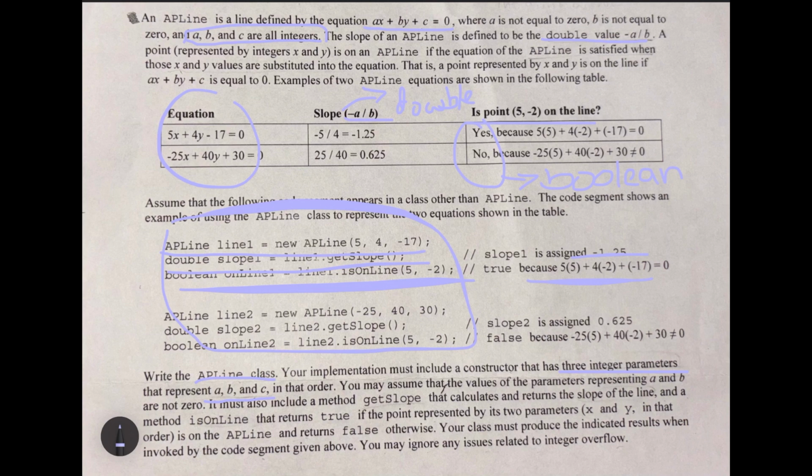It must also include a method getSlope that calculates and returns the slope of the line, and a method isOnLine that returns true if the point represented by the two parameters x and y is on the APLine and returns false otherwise. So isOnLine is the method we're going to be using, the Boolean. And then your class must produce the indicated results when invoked by the code segment above. You may ignore any issues related to integer overflow.